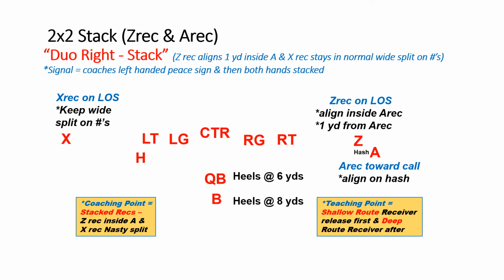So here's the dual right. Here's our stack, classic stack. You can see all we do is move the Z receiver to the inside of the hash, and the A stays on the outside of the hash. Everybody else is in their normal alignments. Again, great versus man. That corner and safety or Sam out there have to decide how they're going to cover that.